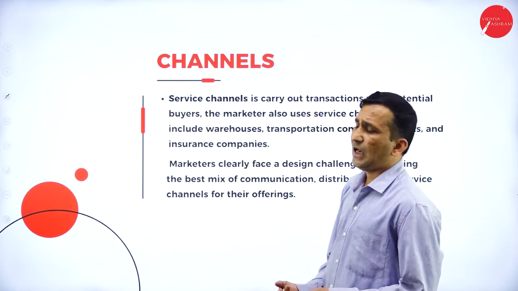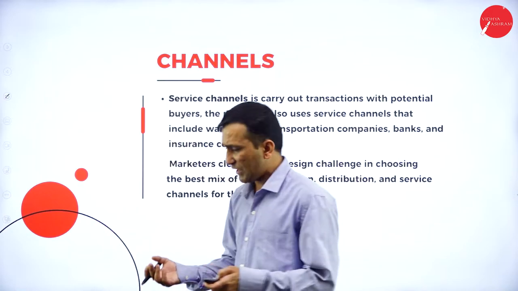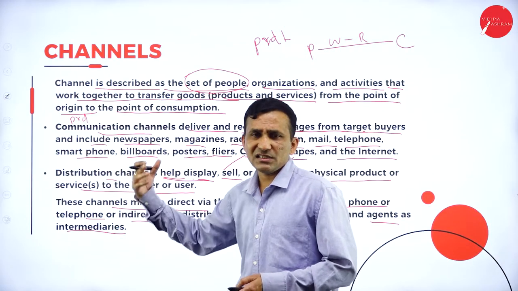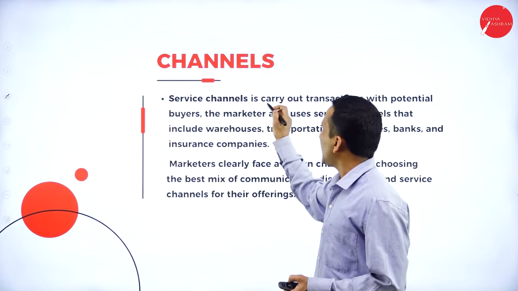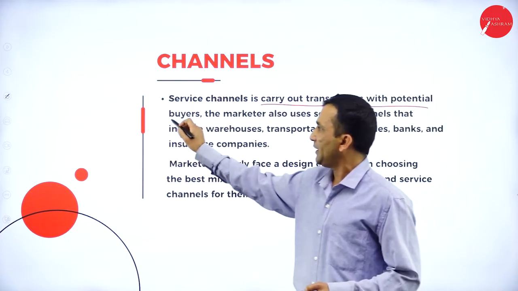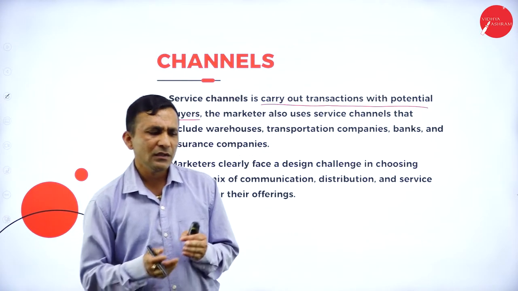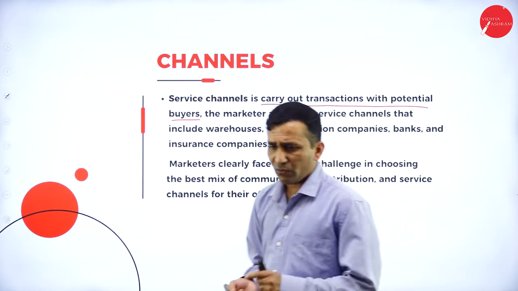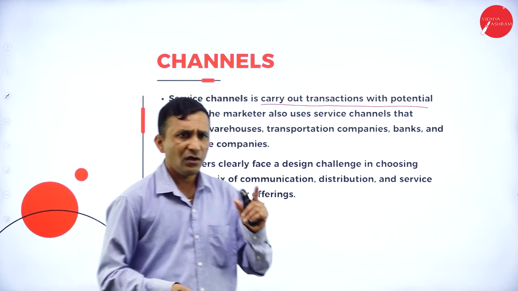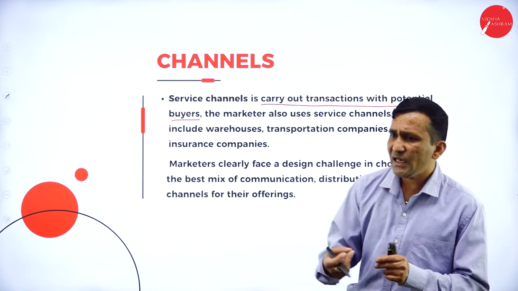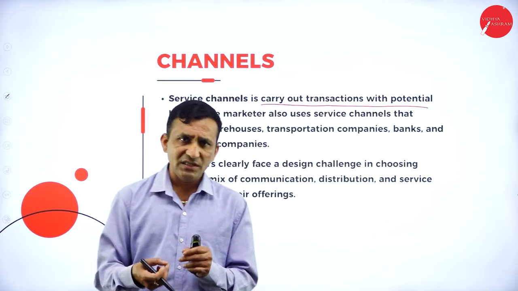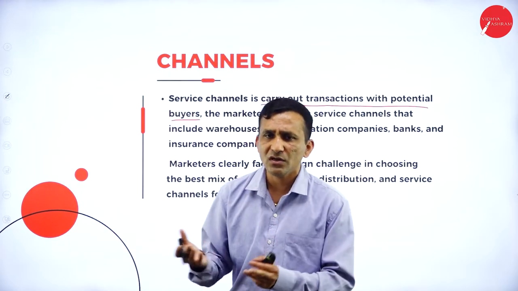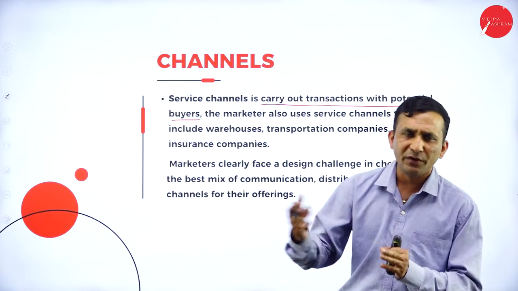Moving forward, there are two channels we already discussed, the communication channel and the distribution channel. And one more channel is the service channel. The service channel carries out transactions with the potential buyer with the help of service. There are many physical products that become active because of service. If you take a smartphone or a smartwatch, unless you get a telecommunication service and insert a SIM, the mobile phone is not active. Sometimes a physical product becomes active because of service.